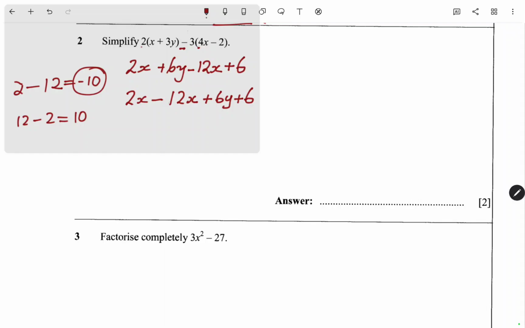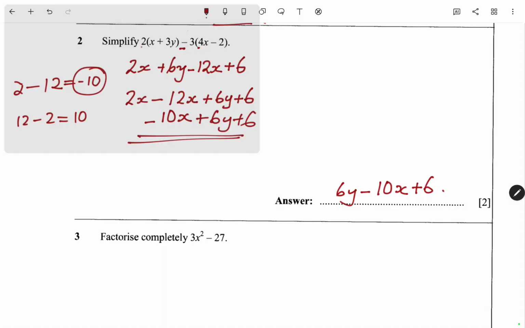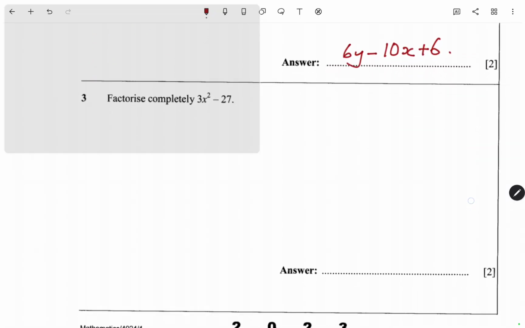So 2x minus 12x will give us negative 10x plus 6y plus 6. We're done. We have simplified. If you want, you can put the positives. You can have 6y minus 10x plus 6. So that is how we do it. Okay, let's move on to the next question.